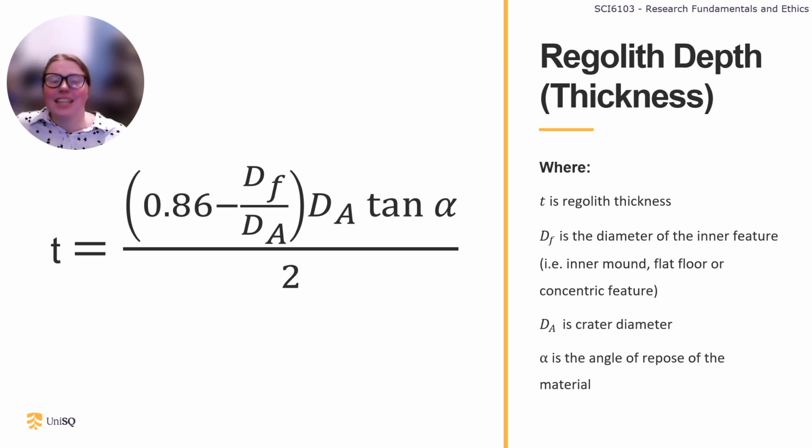In 2011, using new data from the Lunar Reconnaissance Orbiter, Bart et al. updated the equation from Quaid and Overbeck's findings to the equation seen here. The regolith depth, called thickness, is equal to 0.86 minus the diameter of the inner feature over the crater's diameter, all multiplied by the crater's diameter and the tan of the angle of repose of the regolith, all over 2.